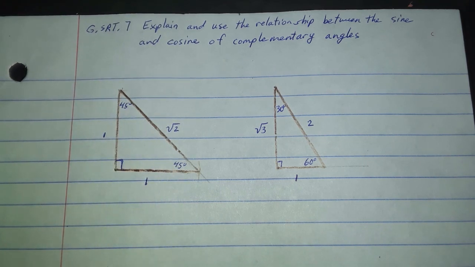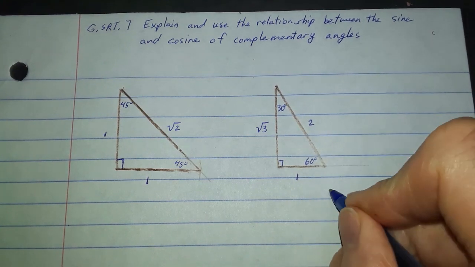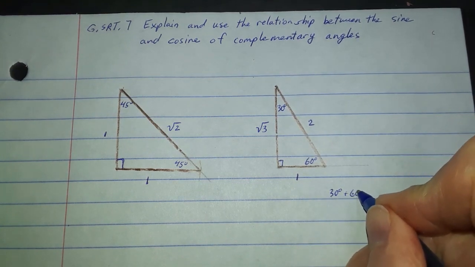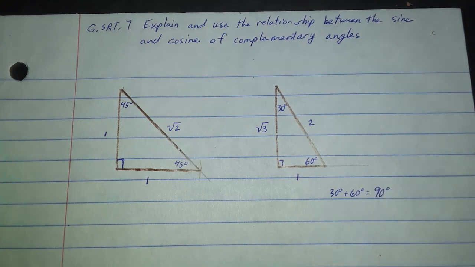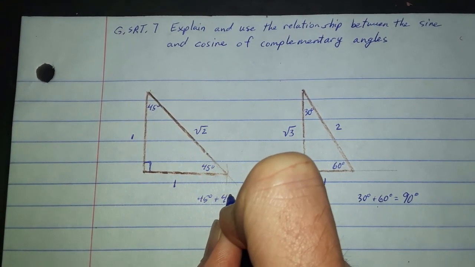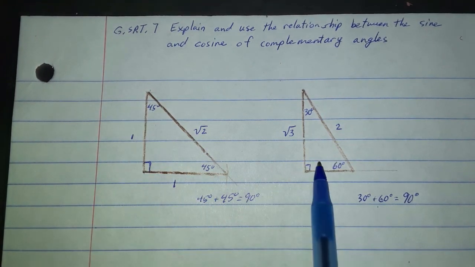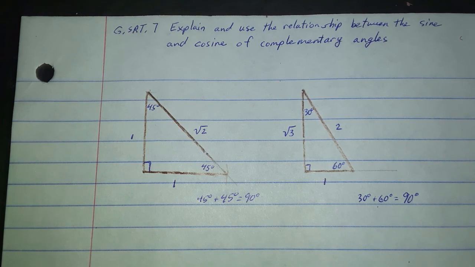So the first thing I want to do is review what a complementary angle is. A complementary angle is a set of angles that add together to give us 90 degrees. So in this triangle here, we have 30 degrees plus 60 degrees equals 90 degrees. So 30 and 60 are complementary angles. In this triangle, I have 45 degrees plus 45 degrees equals 90 degrees. So these are the complementary angles. And then these are just right angles.